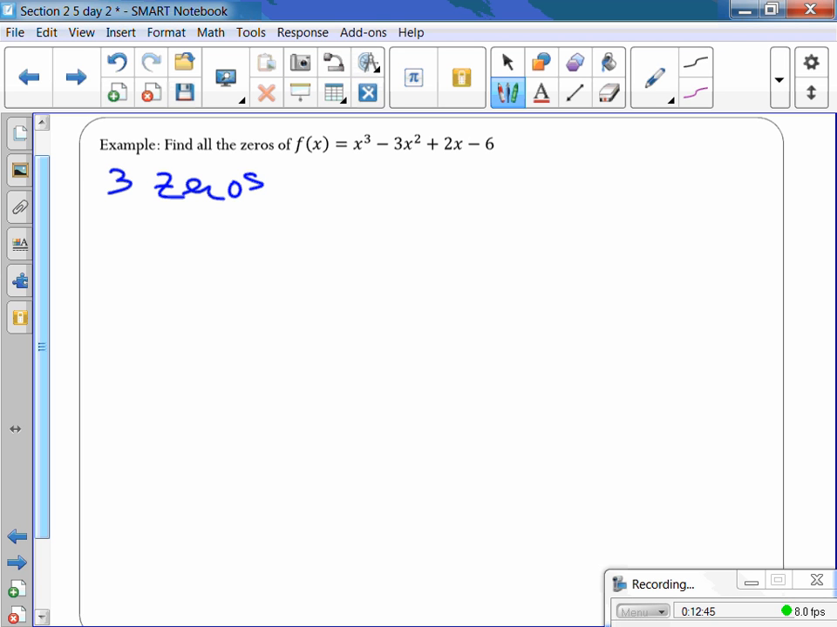And Gil, how many positive real zeros can I have? Positive real zeros, using Descartes' rule of signs. 3 or 1. Absolutely. There are 3 sign changes or an even number less, so 3 minus 2: 3 or 1.